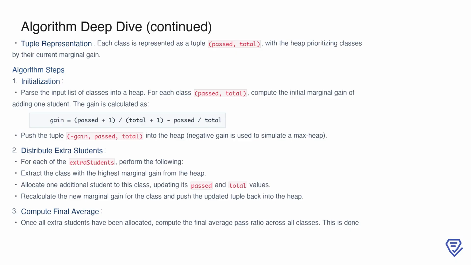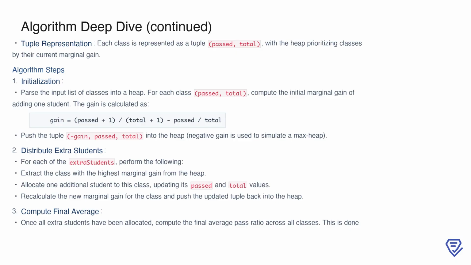Here, we parse the input list of classes and compute the initial marginal gain for each class using the formula gain equals (pass + 1) / (total + 1) - pass / total. This formula calculates the improvement in the pass ratio if one more student is added. Each class is then added to the heap as a tuple, where the gain is stored as a negative value to simulate a max heap, since Python's heap library only supports min heaps by default.